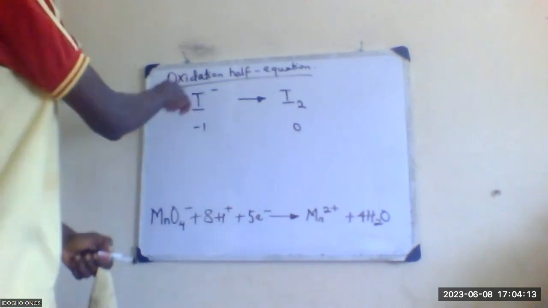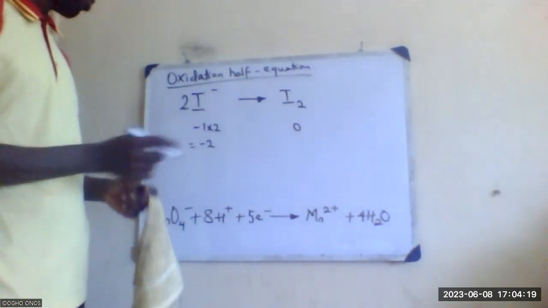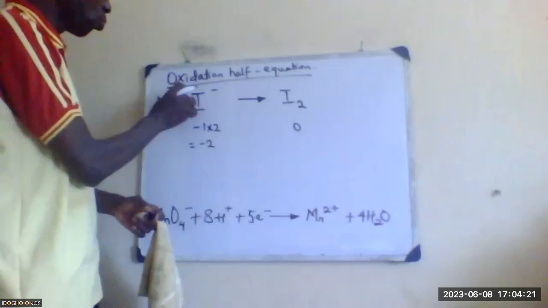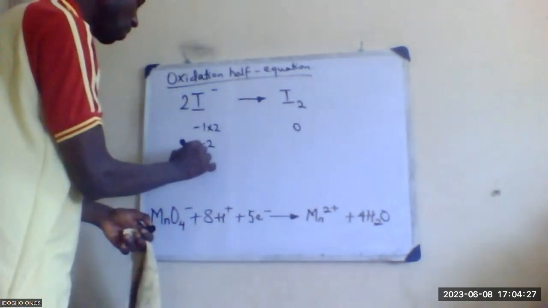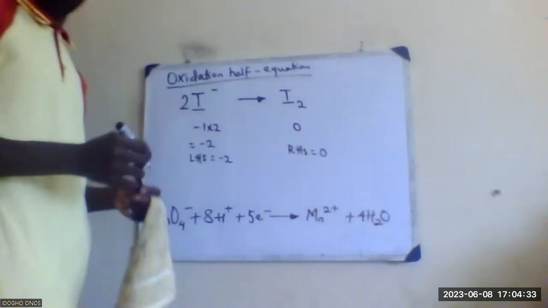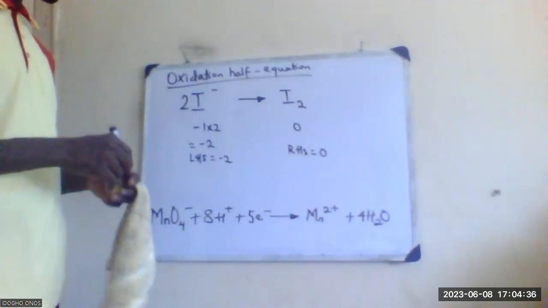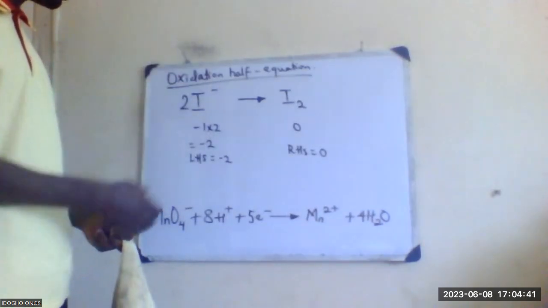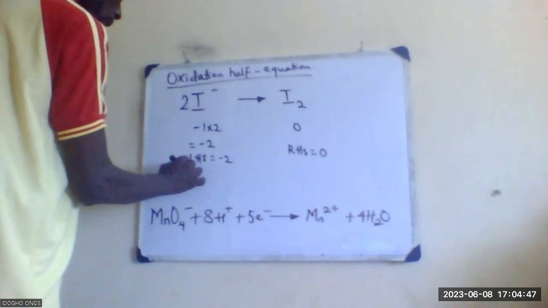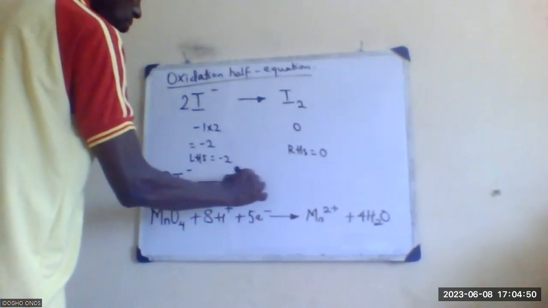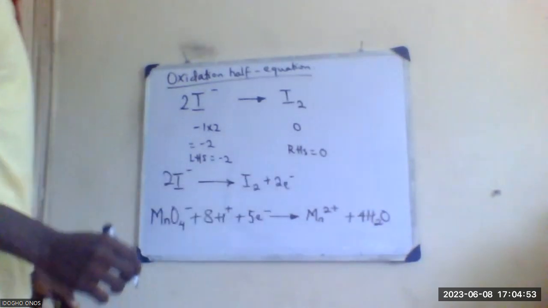Now, if you look at this, 2 times this will give me 2. So the total charge here will give me -2 because of this 2 that's in front here. While the charge here is 0. Again, the left-hand side has a charge of -2. The right-hand side has a charge of 0. Obviously, the right-hand side has a higher charge because 0 is greater than -2. So I'll be adding 2 electrons to the right-hand side to balance it. So my equation now becomes 2I minus gives me I2 plus 2 electrons.